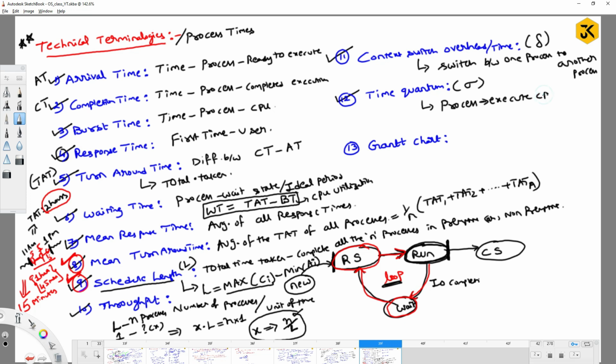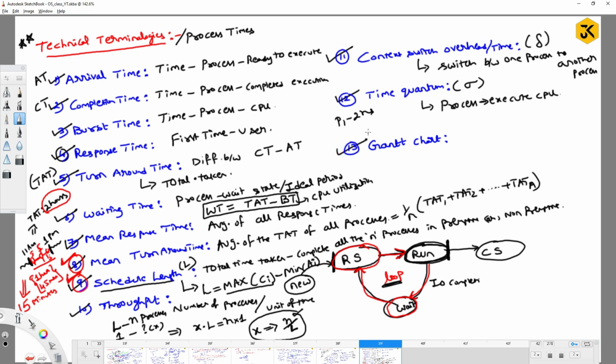Process allocated to execute in the CPU. For example, if I say for process P1, 2 nanoseconds time quantum, which means process P1 has to execute for 2 nanoseconds in the CPU and has to come out. That is what the time quantum means.